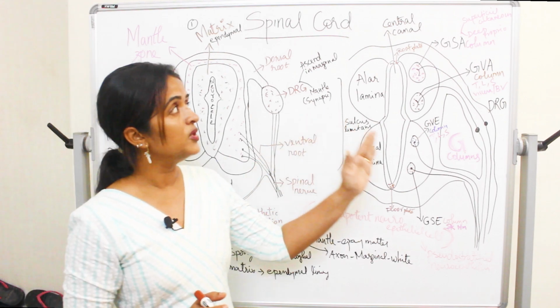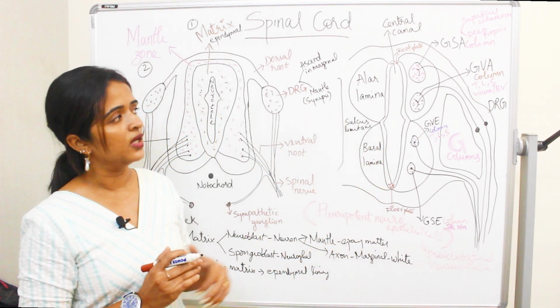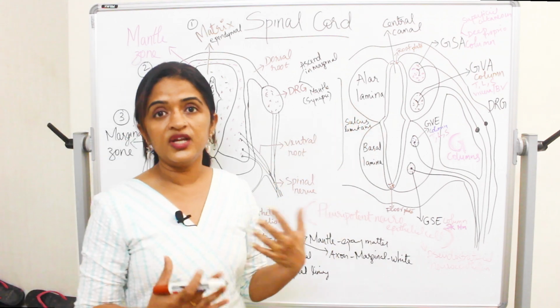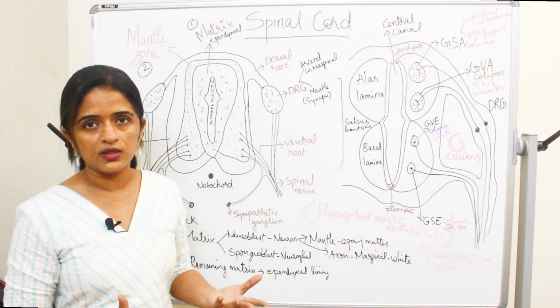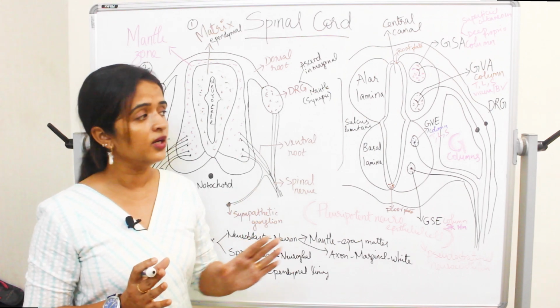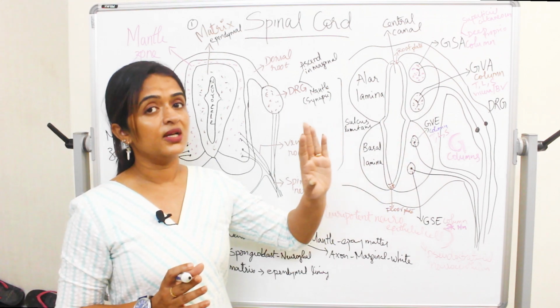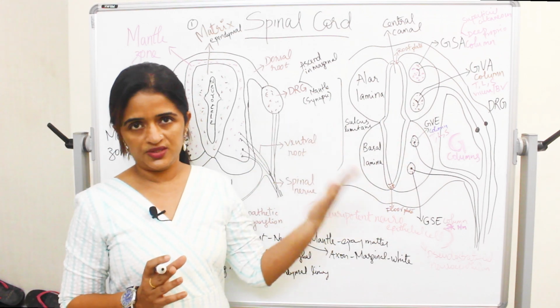Simultaneously, we should also consider something about the functional columns of the spinal cord. How this grey matter is redefined as the functional columns. When we think about the functional columns of the spinal cord, we have only general columns. That means there are some special columns in the brain stem.